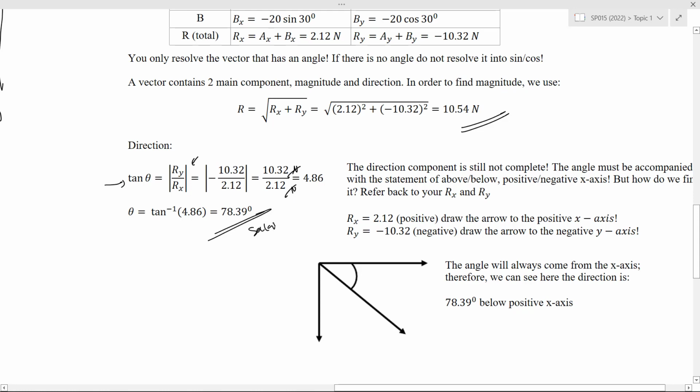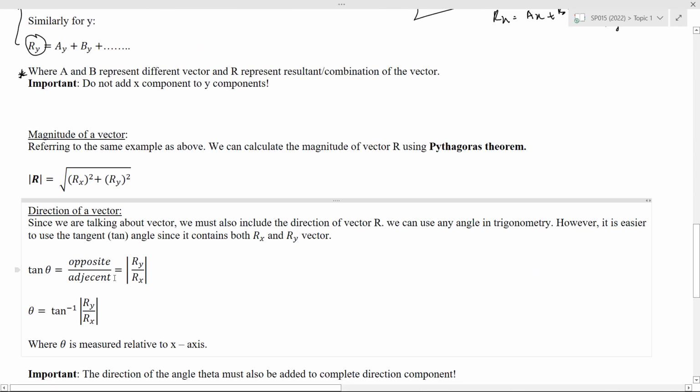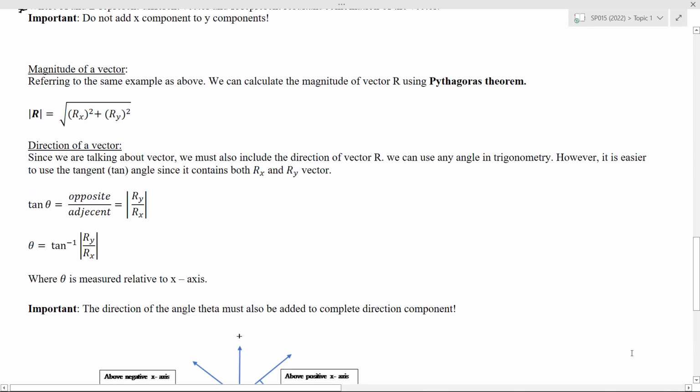Okay, salah. Kenapa salah sir? Sebab direction dia tak lengkap. You must include the direction which is above or below positive or negative x-axis. Macam mana nak dapat ataupun apa benda yang saya cakap tentang direction ni? Okay, so tadi kita belajar tentang magnitude and direction dia. Saya dah kata tadi, tunjukkan dia punya tangent theta sama dengan modulus of ry over rx, and here we get the angle. Angle ni is relative to the x-axis. Maksudnya the angle akan sentiasa muncul daripada x-axis.